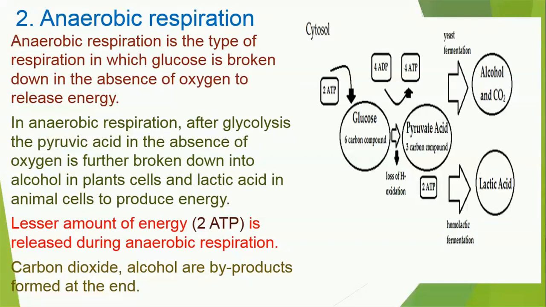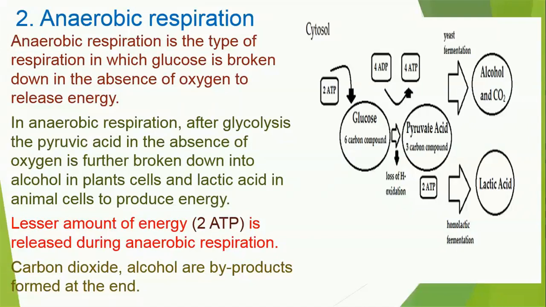Now, in anaerobic respiration, a lesser amount of energy is actually formed as ATP. That is very, very small. Carbon dioxide and alcohol are the byproducts formed at the end of anaerobic respiration for plant cells. Carbon dioxide and lactic acid are the byproducts formed for animal cells.